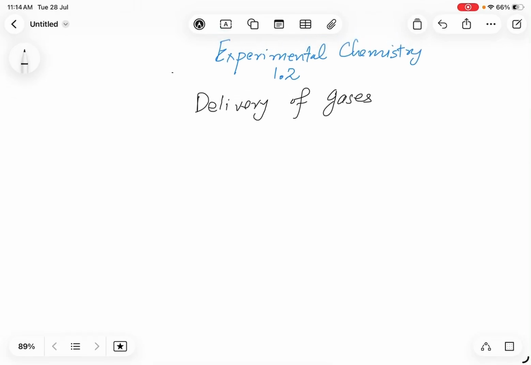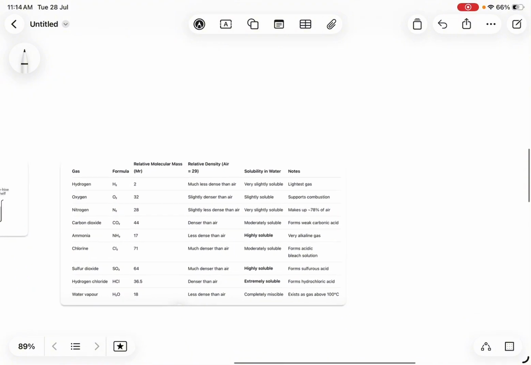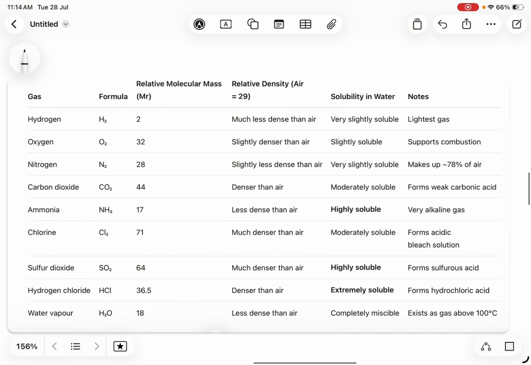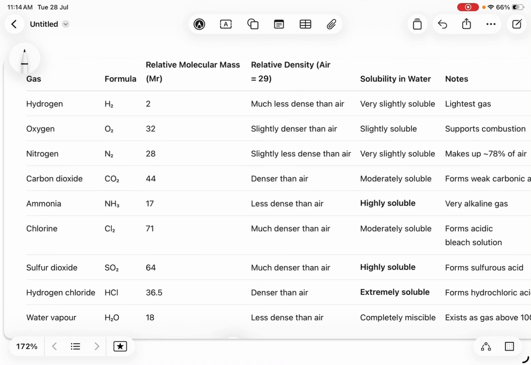We are going to continue with our experimental chemistry. This is the second subtopic of the experimental chemistry and hopefully the final one as well. So today we are going to learn how to deliver different sorts of gases, and for that we need to know the list of gases that are present in our syllabus. By the way, these are the gases that we are going to be studying in the O-levels syllabus.